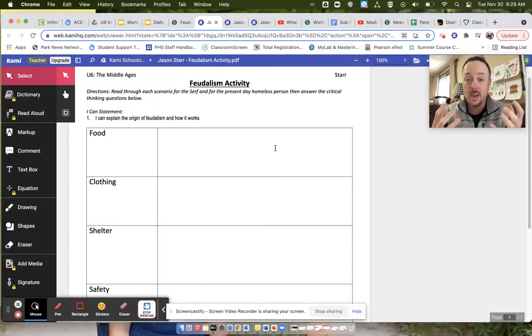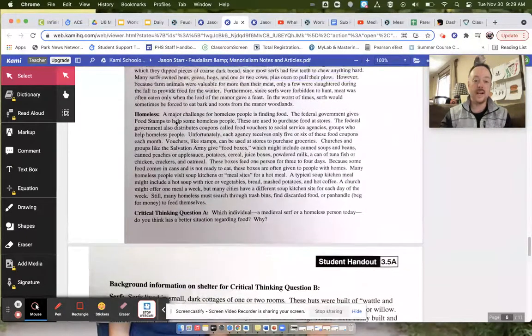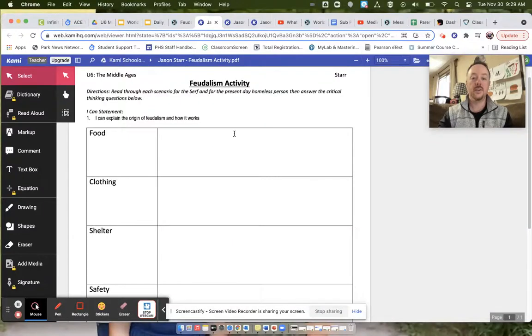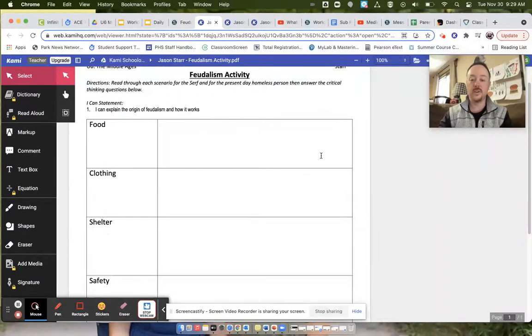But you have to give us a reason why you chose it. So you might say, well, I believe someone who's homeless has a better situation. And then you would have to use your information that you highlighted here about the homeless person that would actually give us that information as to why you think they have a better shot of getting a better aspect with food. Okay, versus someone who is a serf. So you're reading right here your information, highlighting your information, and then you're going to come back here and you're going to answer that critical thinking question here.